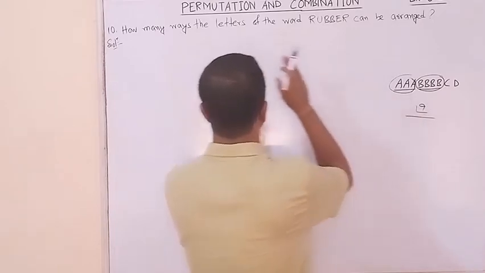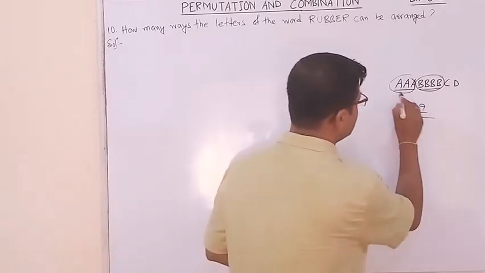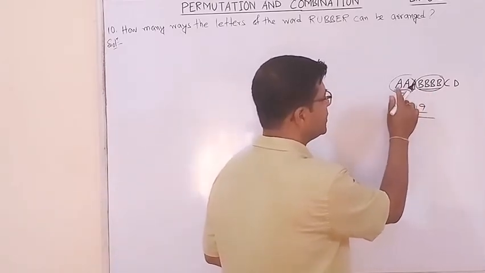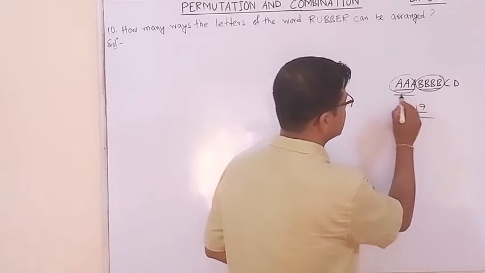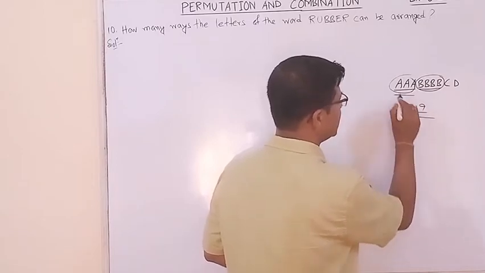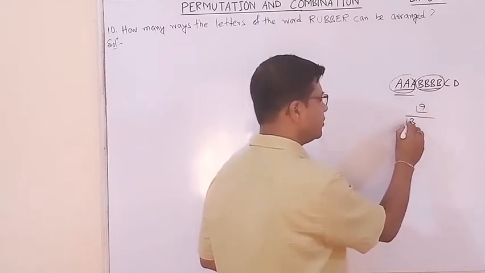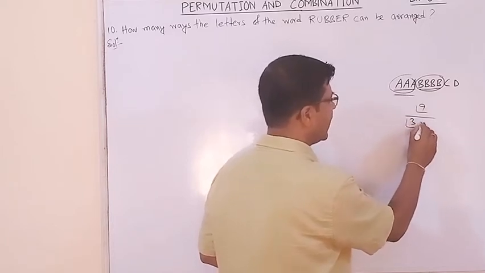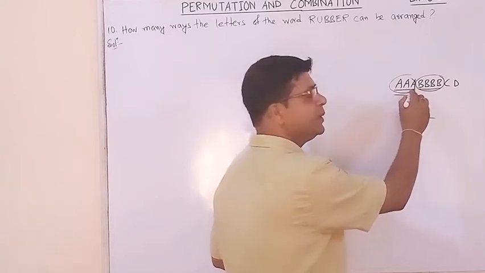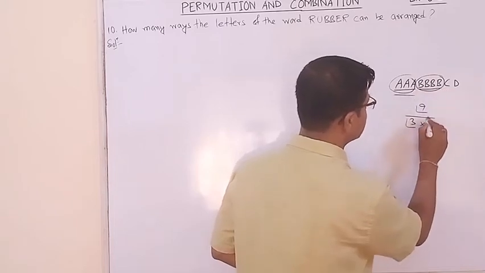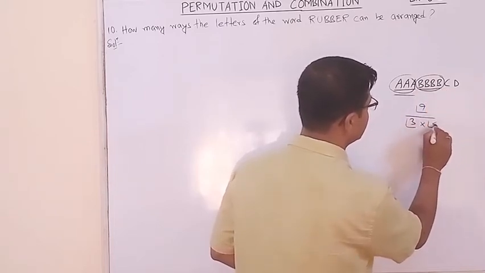In this concept we shall solve it. Here we have to divide the total number of arrangements by this number, that is, factorial. Here the number of A's is 3, so we will divide by factorial 3. Again, how many B's are there? 1, 2, 3, 4. So this can also be arranged in factorial 4 ways.